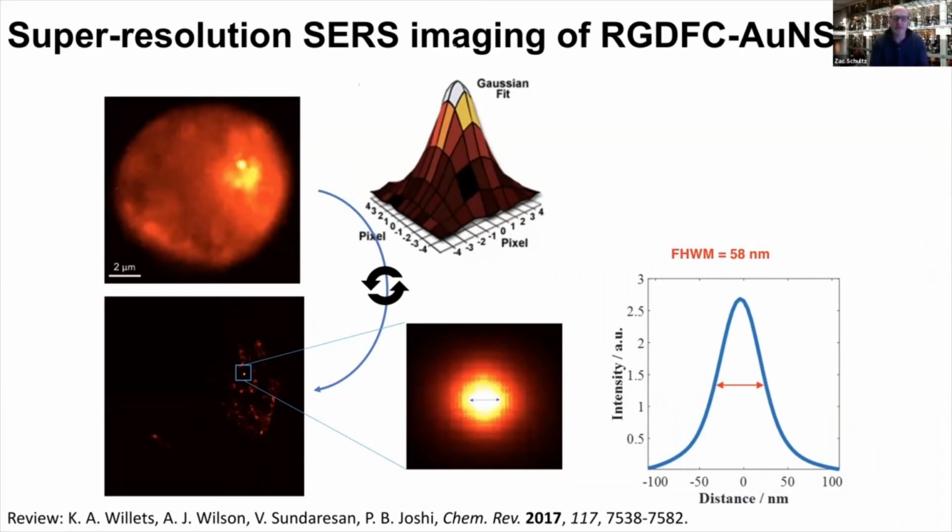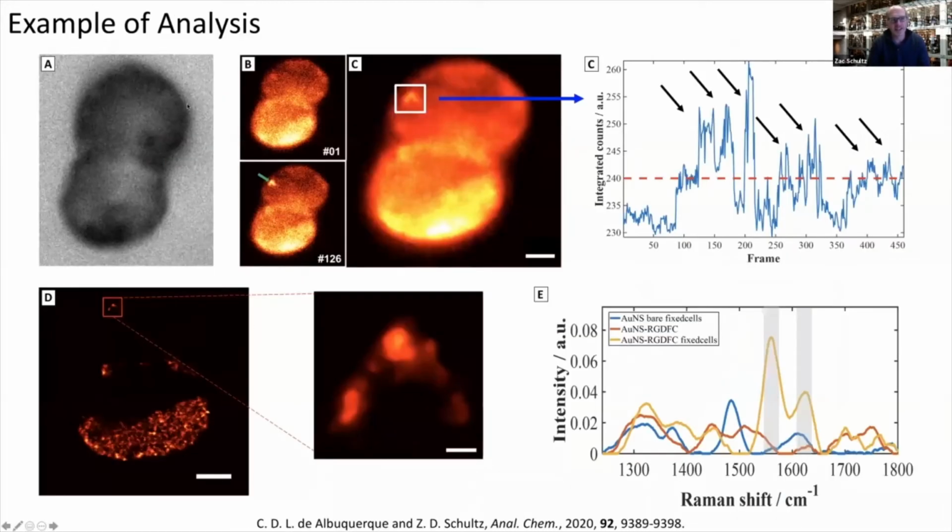And other people have developed this methodology. People like Catherine Willits and Nathan Lindquist have done some very nice work with Raman imaging. More recently, Alexander Brolo at the University of Victoria showed that you can do super resolution SIRS imaging. All right, so here's just an example using that cell I was showing you at the beginning, where we have two cells together. And what I mean by frames is we're going to collect movies or frames.